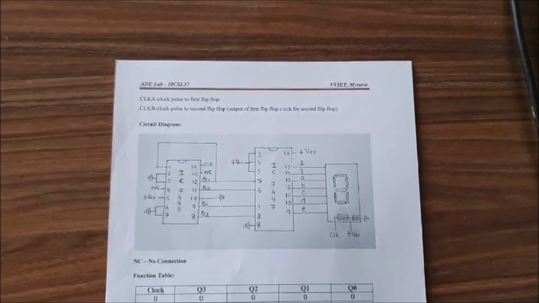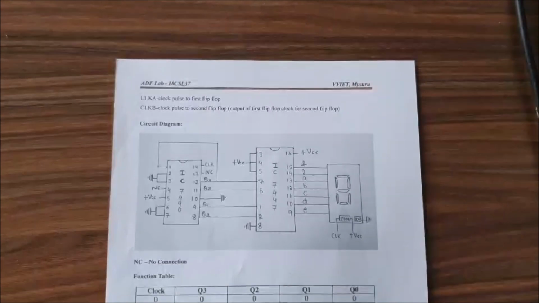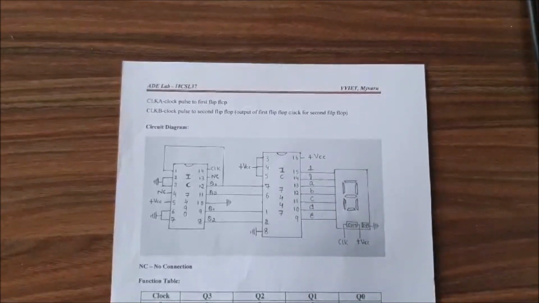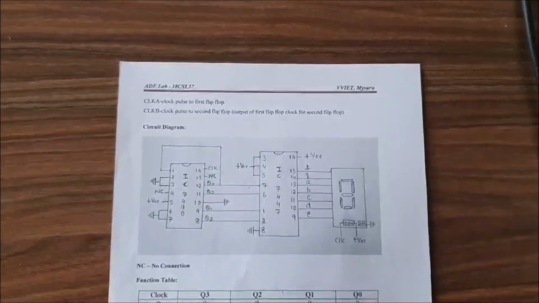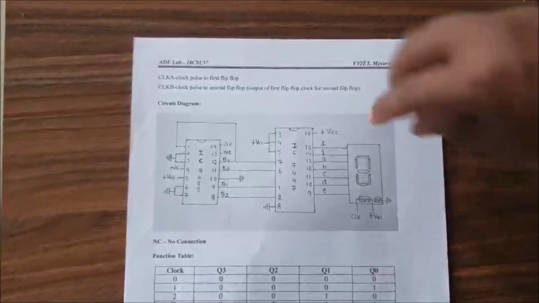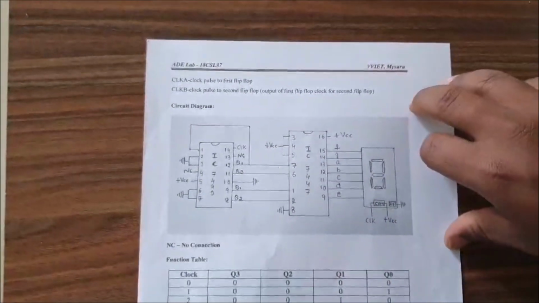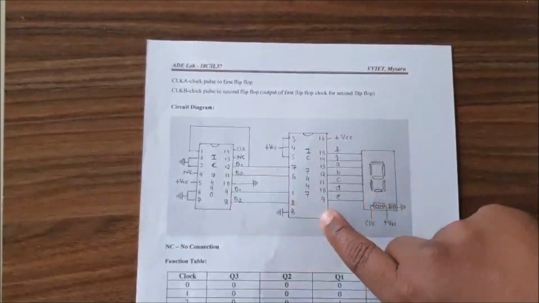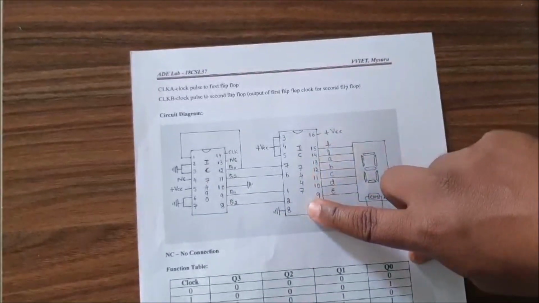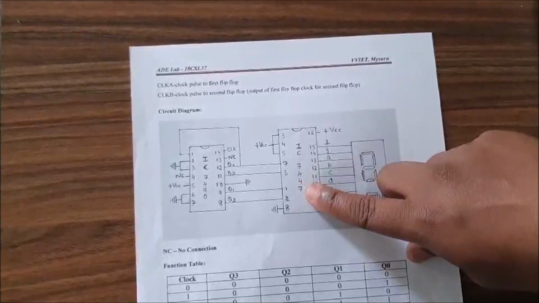One is 7490, and the other IC is a decoder, the IC number for that is 7447. So this is the circuit diagram for this experiment. We have two ICs, one is 7490, another one is 7447. This is the decade counter IC.